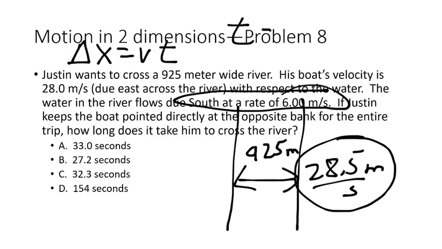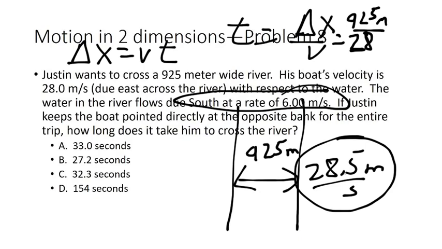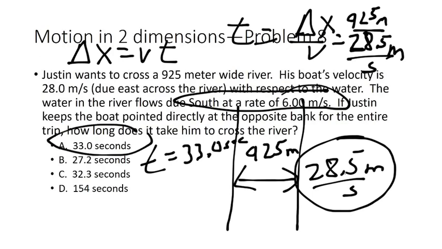So that's going to give us t equals delta x over v. We're going to plug in some numbers. Our delta x in this case is the distance across the river, 925. And we're going to divide that by the speed across the river, 28.5, and again, that's in meters per second. Do the math on that, and we end up with t equals 33 seconds. So that's the time it takes him to go across the river. Answer A is the correct answer.